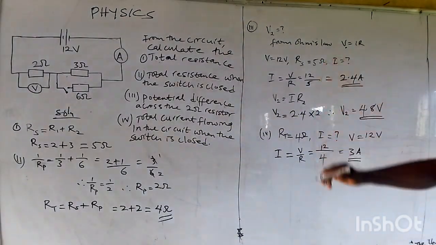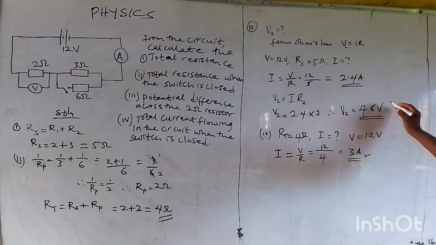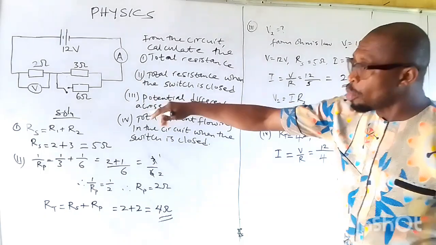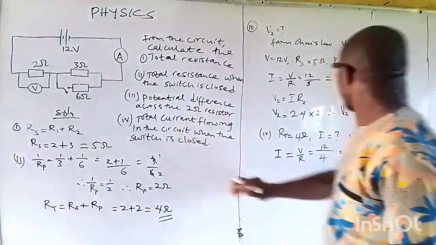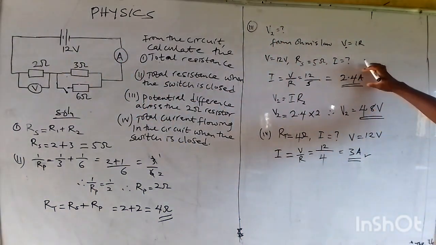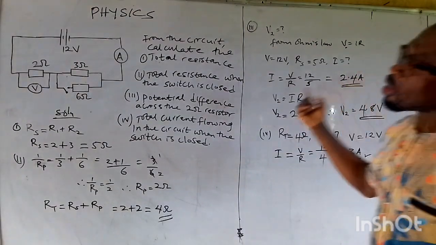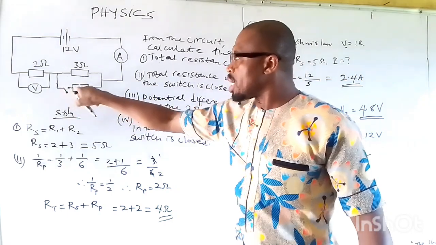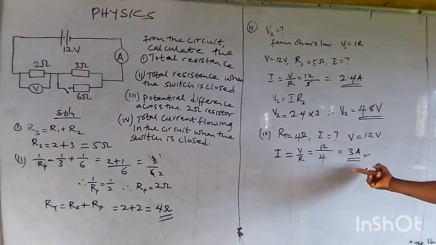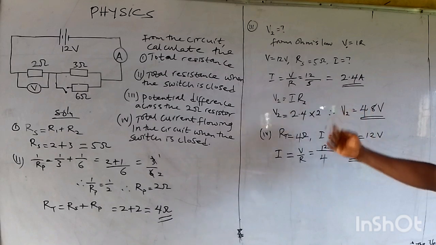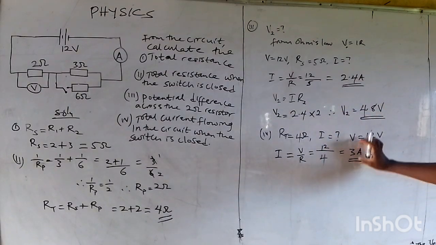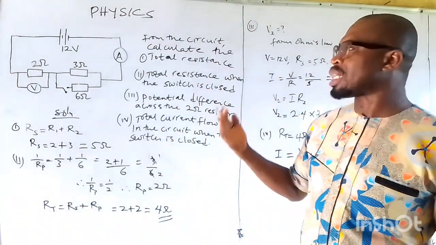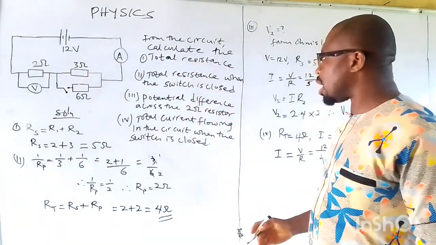Therefore, the current flowing in the entire circuit is 3 amperes, while that flowing when the circuit is not complete is equal to 2.4 amperes. In other words, we can conclude that by closing this circuit, the current increased. The factor is 3 minus 2.4, which is 0.6. So the current is increased by 0.6 ampere.